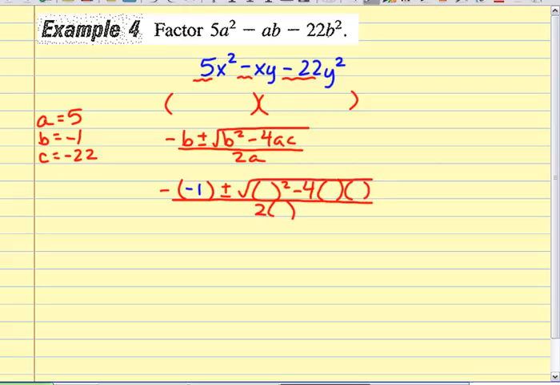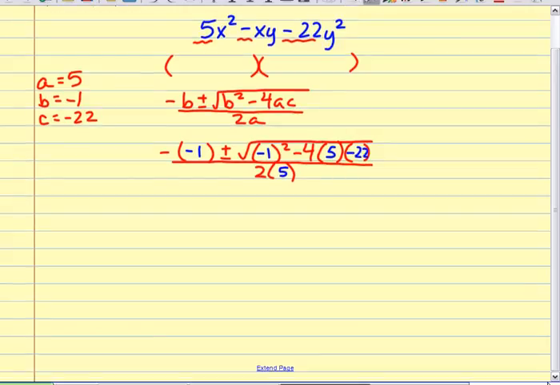Now let's plug in. B is -1. A is 5. C is -22. Okay? Now let's begin simplifying. The negative B out front here turns into 1 plus or minus the square root of 1 plus, because it's going to be negative times negative. All right, so let's see what that is.